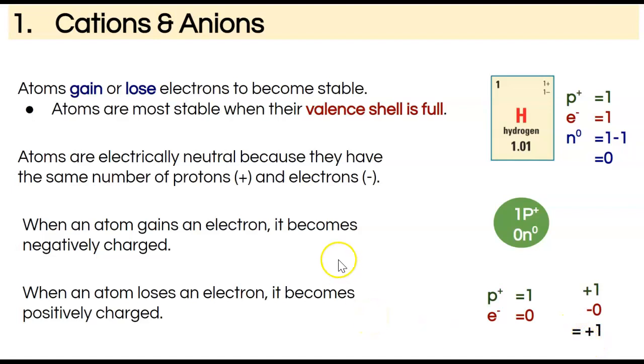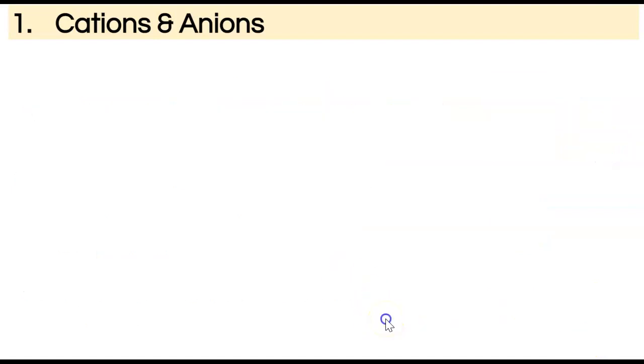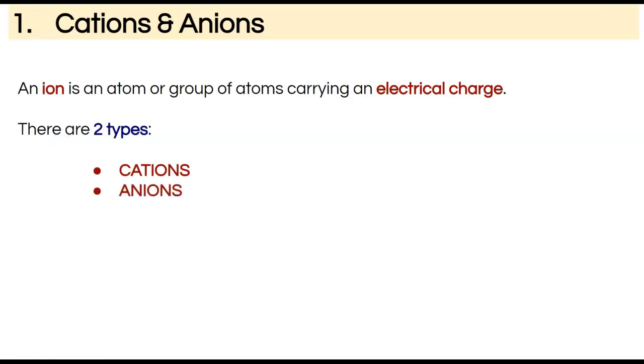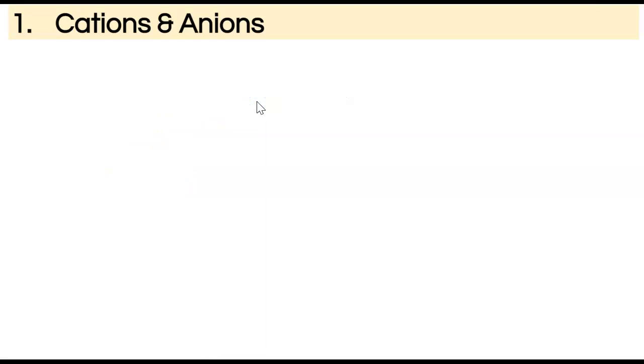Now, each of these negative and positive charges have names, okay? But generally speaking, any atom that has lost or gained electrons and that has now an electrical charge, we call that an ion. Okay, and we can have positive ions and we can have negative ions. Okay, so two types. We have our cations and we have our anions, and you may already be remembering what the difference is between those, which one is which. So let's get to that.